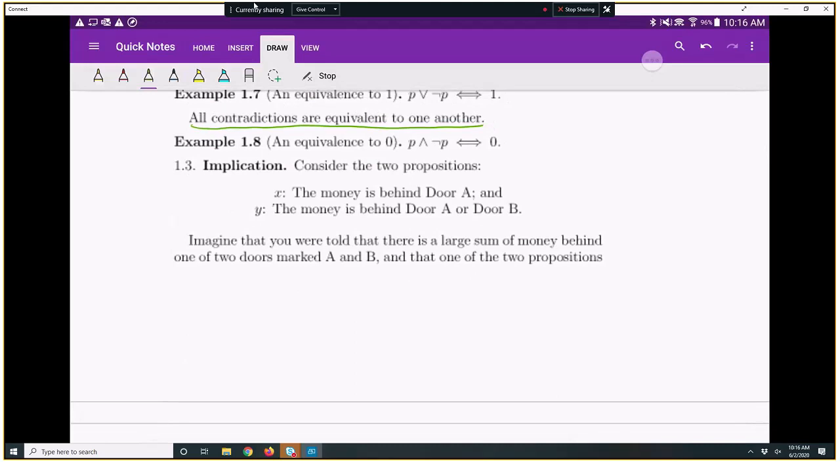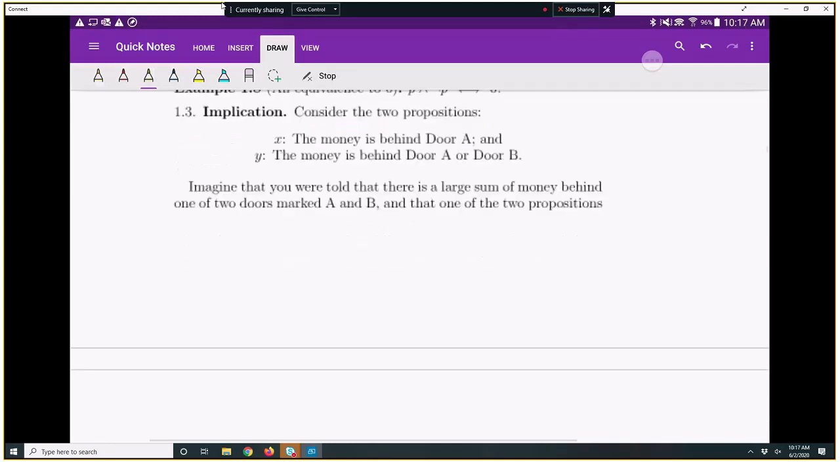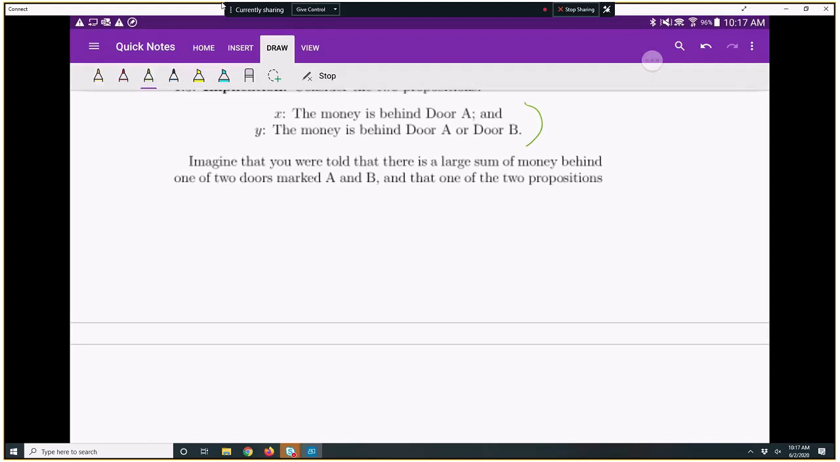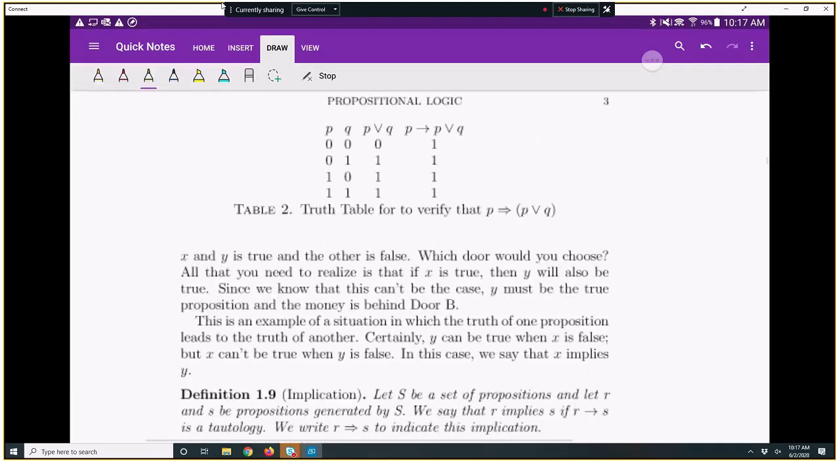Okay, let's see an interesting example that's going to help us introduce the idea of implication. So consider the two propositions: the money is behind door A, and the money is behind door A or door B. So imagine that we're told that there's a large sum of money behind one of two doors, marked A and B, and that one of the two propositions here is true and the other is false. That should be enough information for us to know which door the money is behind.